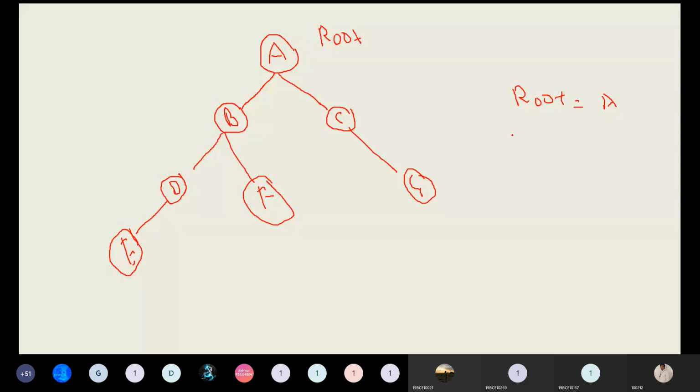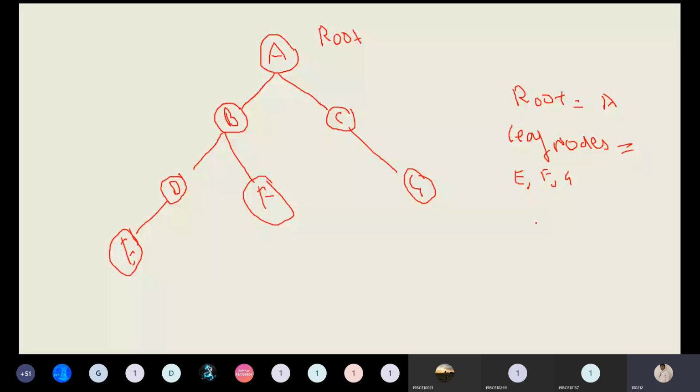Okay. Now tell me the leaf nodes. Please tell me, what are the leaf nodes? Please tell me. What are those? E, F, G. Good. E, F, and G are our leaf nodes, because these nodes are not connected to other nodes ahead of them. So these belong to the leaf nodes.